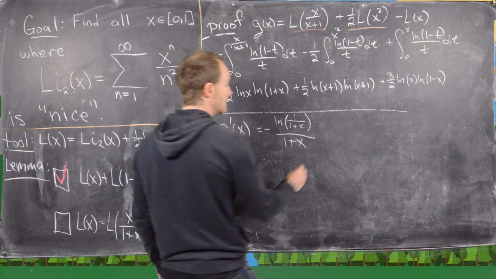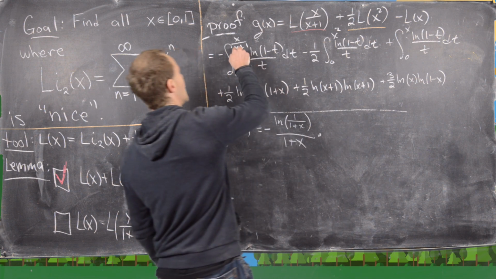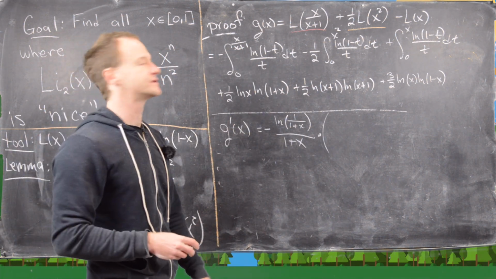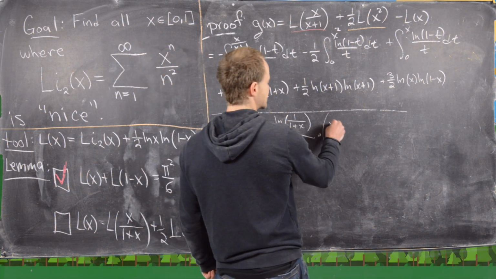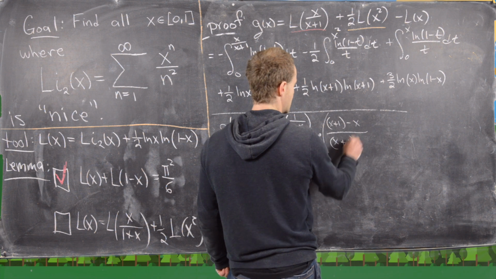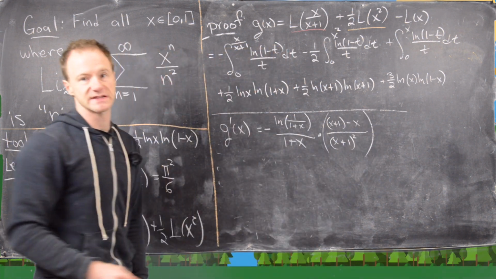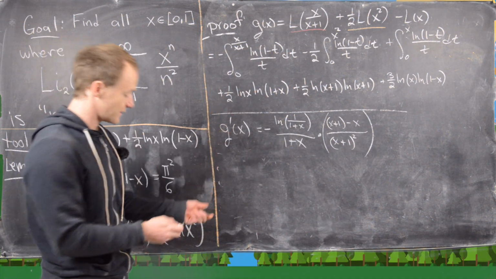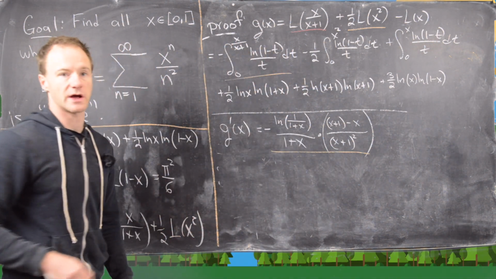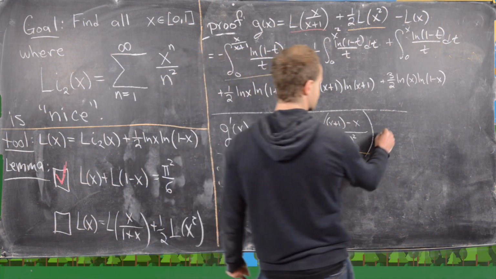And then we have to multiply that by the derivative of x over x plus 1. We use the quotient rule for that. So notice that's going to be x plus 1 minus x over x plus 1 squared. So we get something like that. Okay, so that is the derivative of this first term. Okay, great. Now let's take the derivative of this second term.